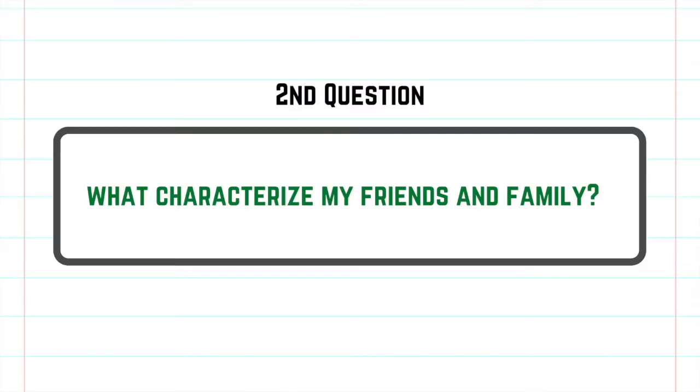On to question number 2 within this section. So you're still going to use the same colored post-its, but here you're going to ask yourself, what characterizes my close group of friends and family? If you have a group of friends that are all into skateboarding, or you have some people in your family that all have the same disease, then write all these down.